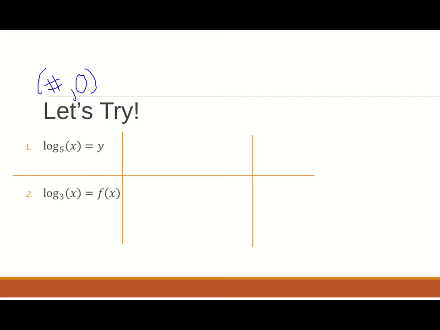Now that you've tried, let's rewrite it. So we would have 5 to the y power equals x. And then we know that we're going to replace that y with a 0. So we would have 5 to the 0 power, and we know that 5 to the 0 power equals 1. So once again, our x-intercept would be 1, 0. X equals 1, y equals 0.